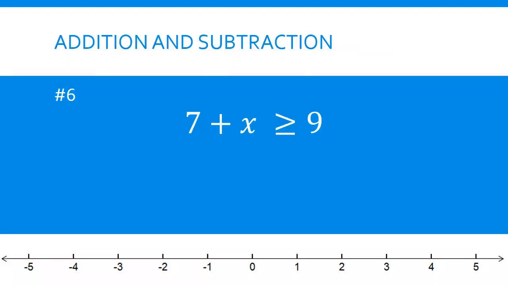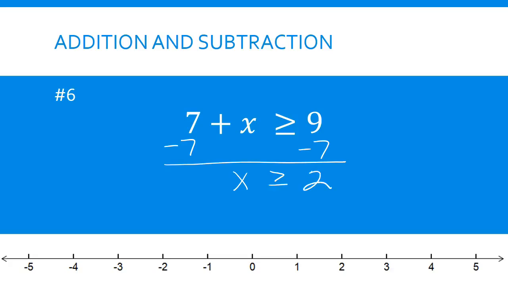Now we're going to give you the steps on how to solve for addition and subtraction of inequalities. This is problem number 6 on your worksheet packet. Here we have 7 plus x is greater than or equal to 9. Just like we do for equations, we need to get x by itself on one side and our constant on the other side. Since we have 7, we're going to subtract 7 from both sides of our inequality. That leaves us with x is greater than or equal to 2.